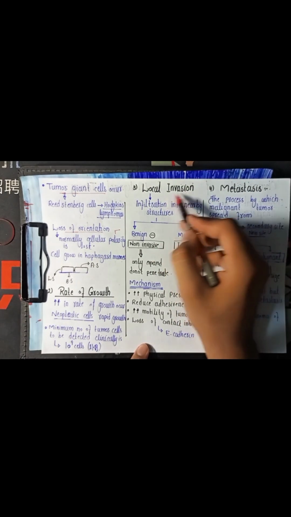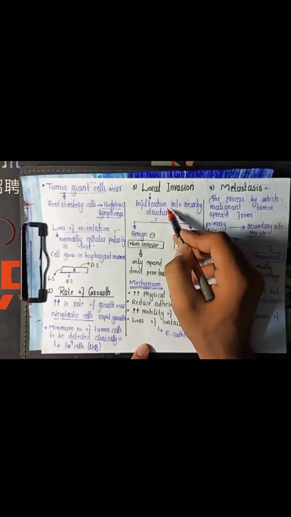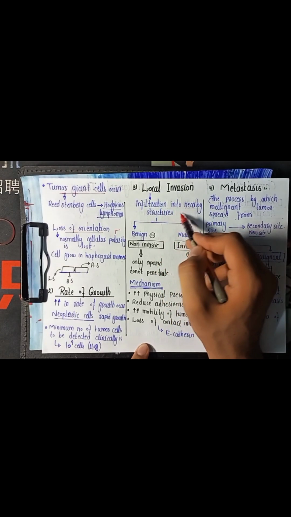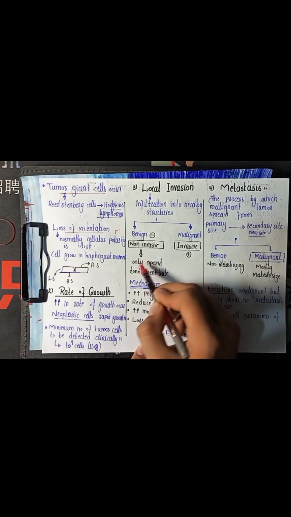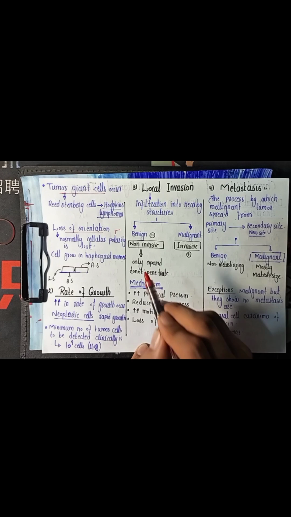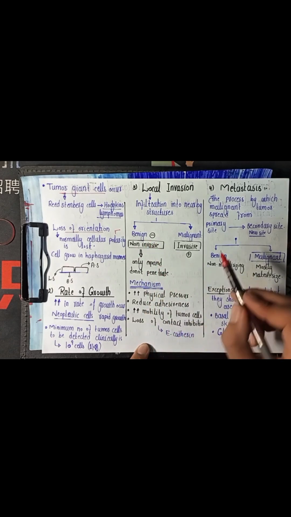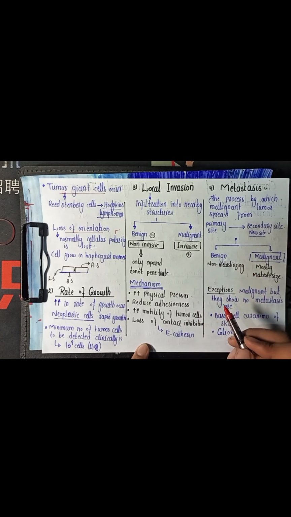The third one is local invasion. Invasion means the infiltration or penetration of the tumor cell into nearby structures or tissues. So benign tumors are non-invasive, meaning these tumors only expand, but they do not penetrate into the nearby structures. Hence, benign tumors are non-invasive. Whereas malignant tumors show invasion, meaning they penetrate into the nearby structures.